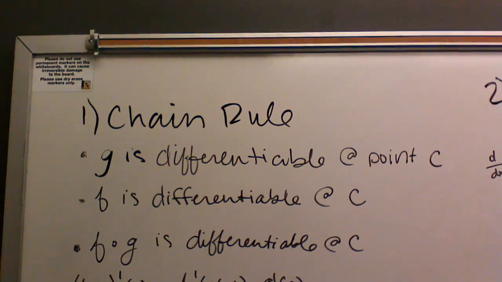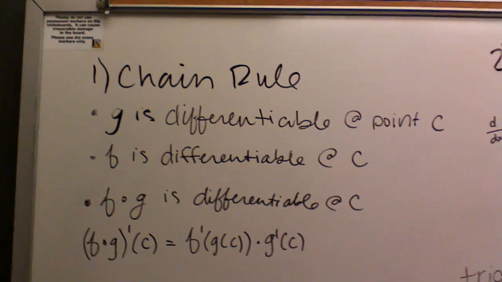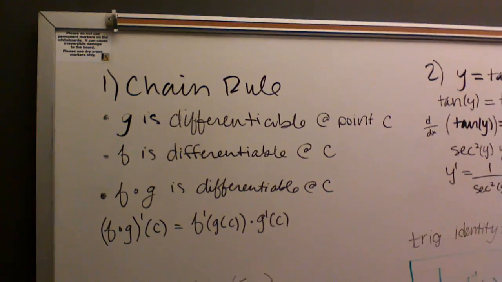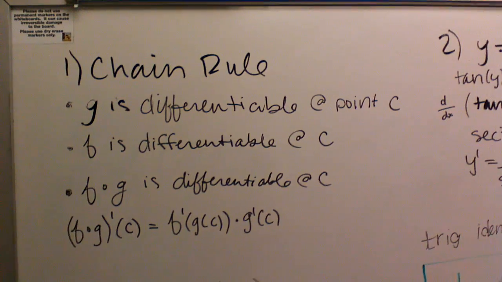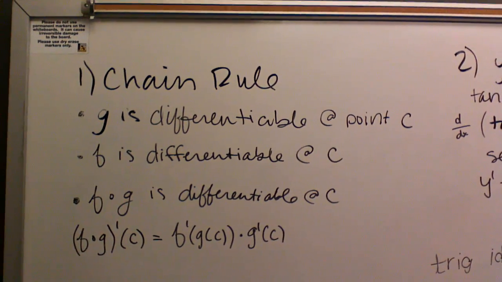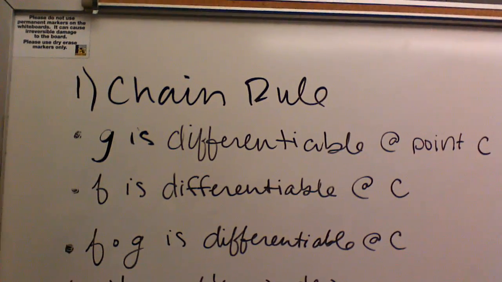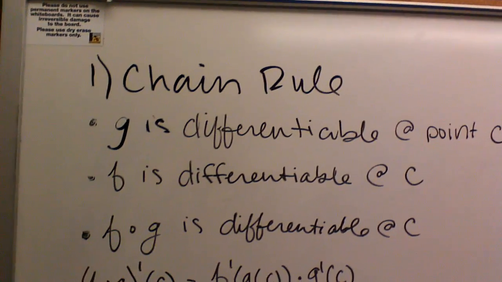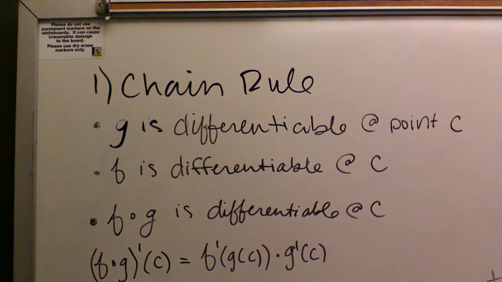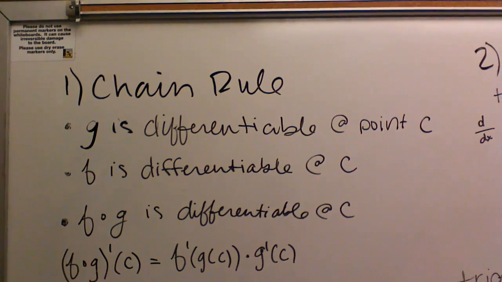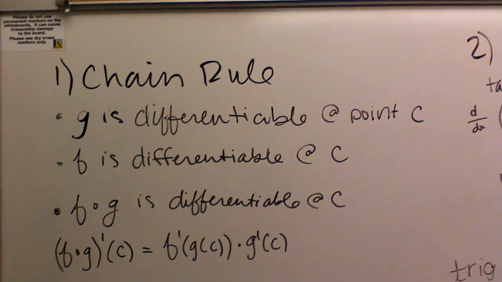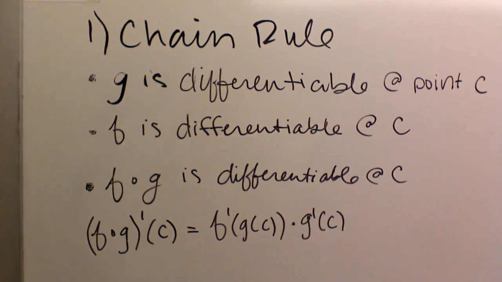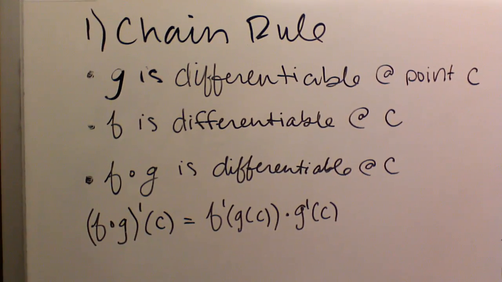So the first question is the chain rule, and it's basically a rule showing how to find the derivative of a composition or a difficult derivative. The first condition is that the function g must be differentiable at a point called c, and the second is that the function f must be differentiable at that same point c, and the last one is that the composition f of g must be differentiable at that same point c.